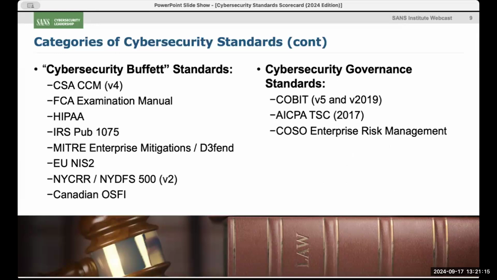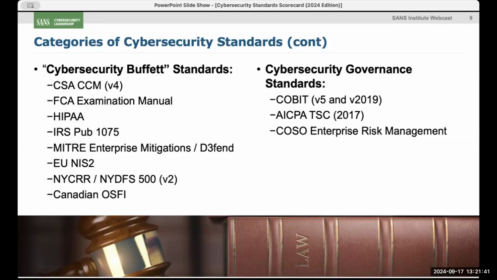So if you look at something like NYDFS and the 500 standard, for example, a lot of you will know that multi-factor authentication is something that they sort of call out that way. The CSA CCM, the cloud-specific standard, right? It has some very specific safeguards that are related to cloud that might be a little more targeted there. FCA's examination manual, the IRS's publication 1075, right? There's a little bit of that mindset behind all these.